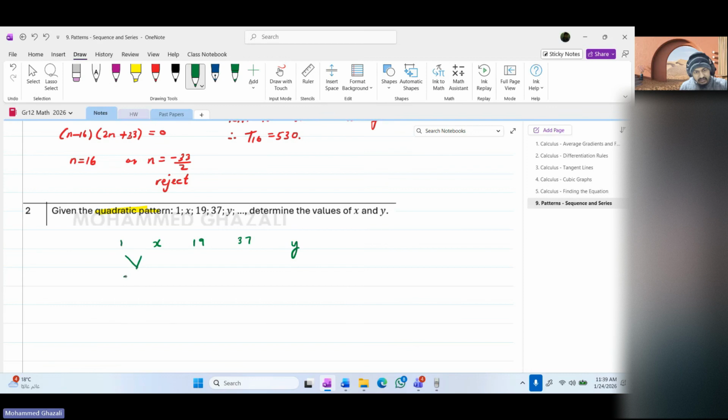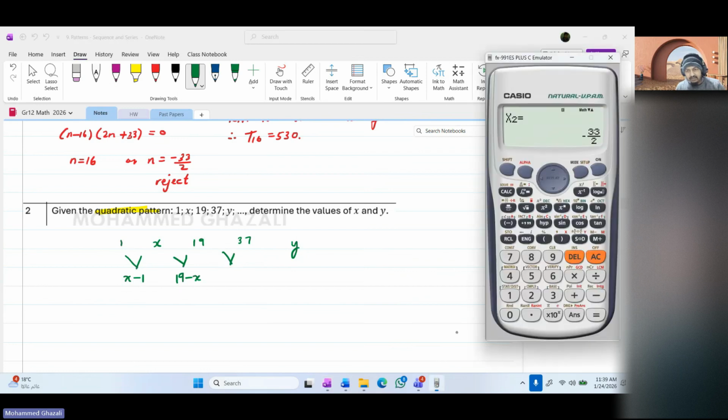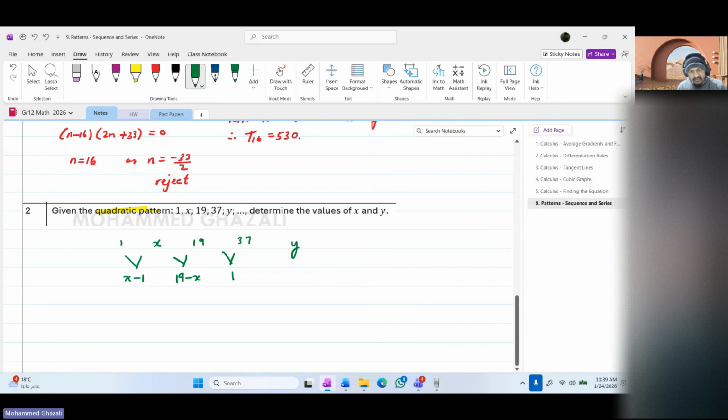So x minus 1 is always term 2 minus term 1. Then 19 minus x. Then we got 37 minus 19. All right, I'm getting 18. And then I'm getting y minus 37. Right, this is only difference 1. Then what is difference 2?